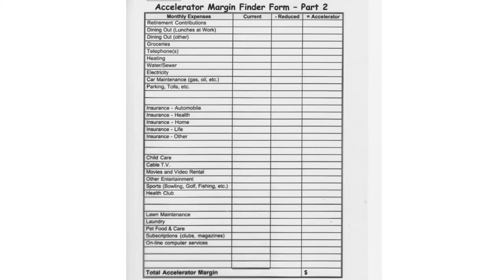And then we go to part 2, and this is to help you find your accelerator margin. It lists a bunch of different expenses here, and you write down the current amount you're spending and how much you think you can reduce it, and then you come up with the $20 or $30 or $50 that you saved in the last column there, and then you use that to help come up with your accelerator margin.